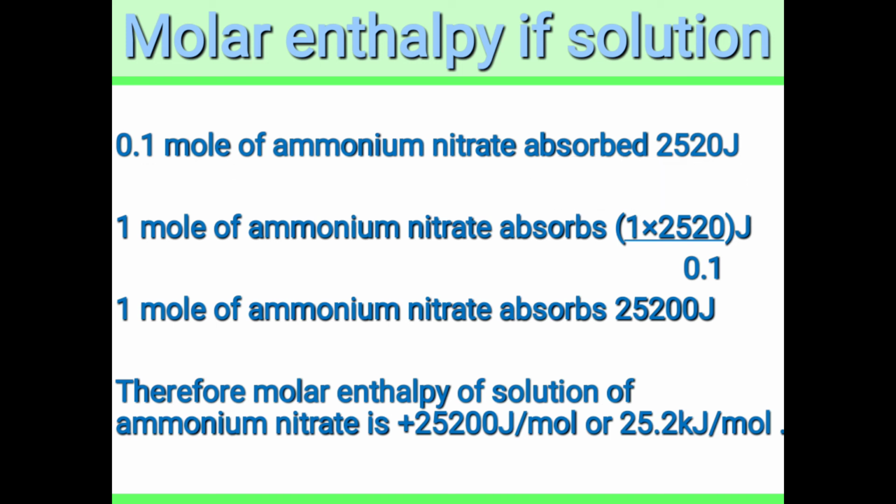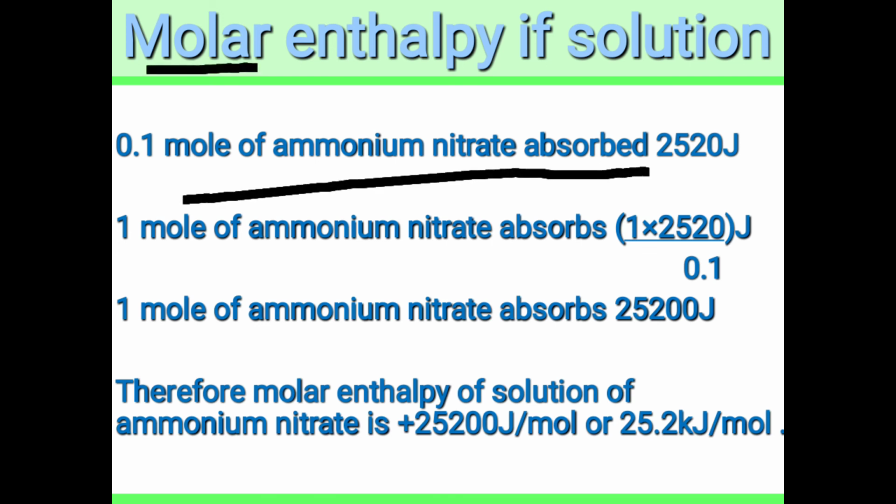Now what about 1 mole? Because our concern is about 1 mole, since we are talking about the molar enthalpy. What about 1 mole? 1 mole will be 1 times that divided by that. If you try to compute, we shall come to that. So therefore, 1 mole of ammonium nitrate absorbs 25,200 joules of heat.